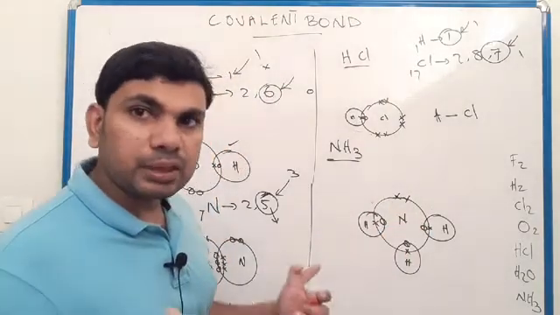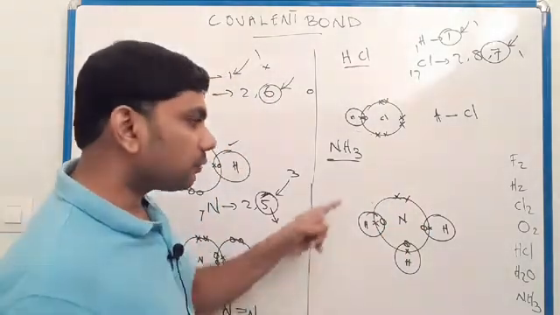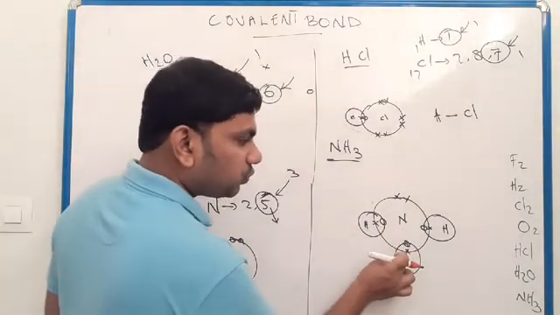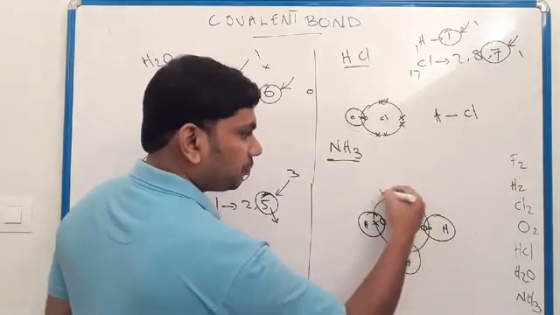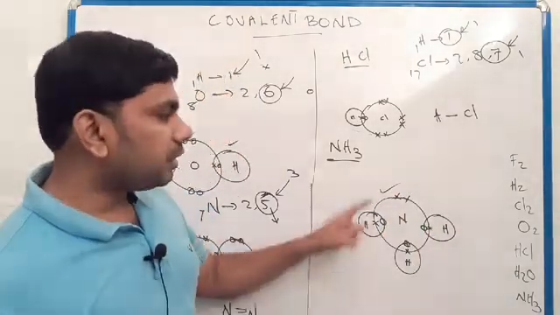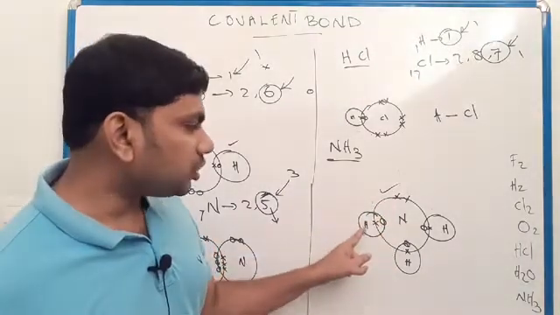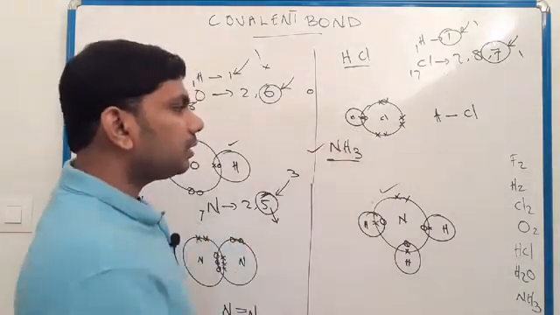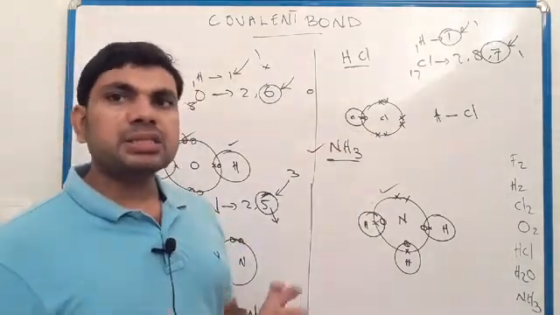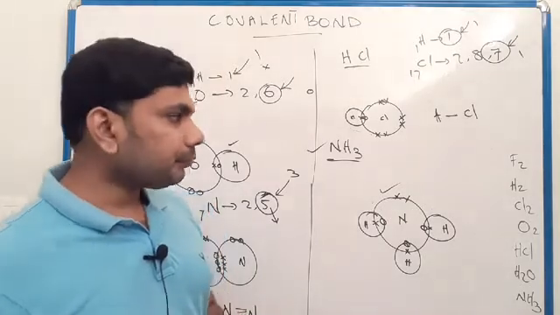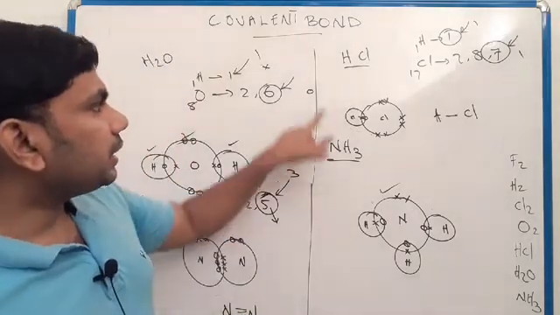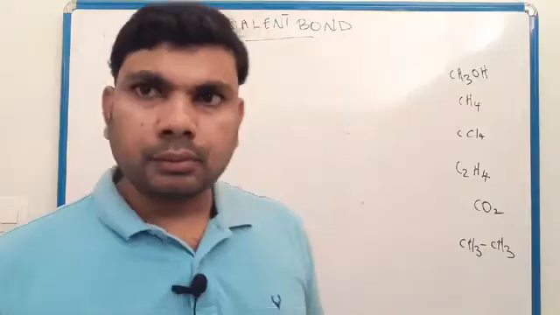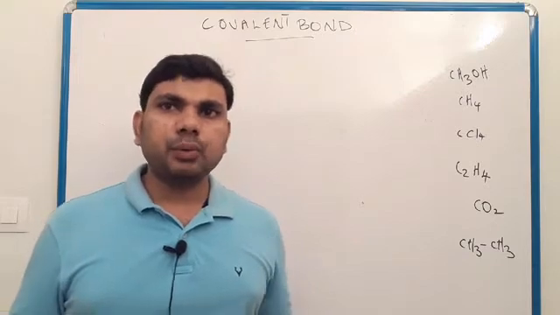So nitrogen, how many electrons now? Here nitrogen is getting 2, 4, 6, 8. Nitrogen gets 8 electrons in its valence shell, and hydrogen gets 2 electrons in its first shell, so NH3 became stable now. So this is NH3, HCl and H2O. Clear? Okay, next we have different molecules.